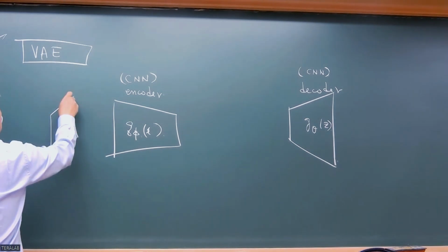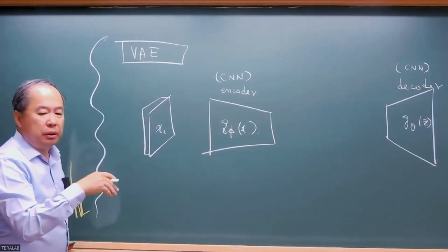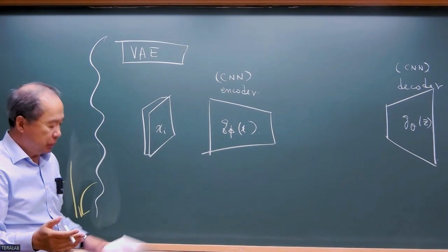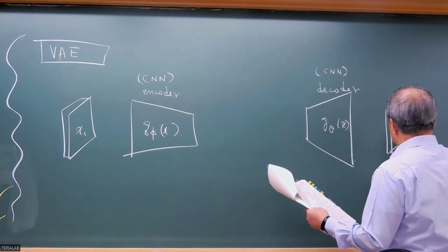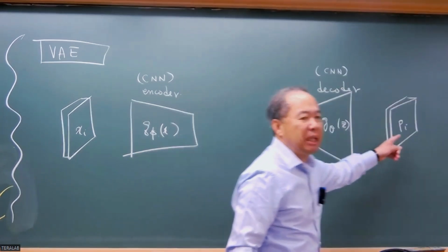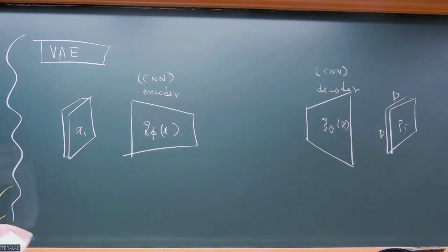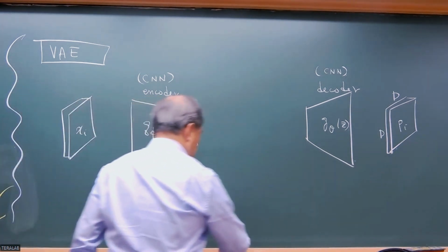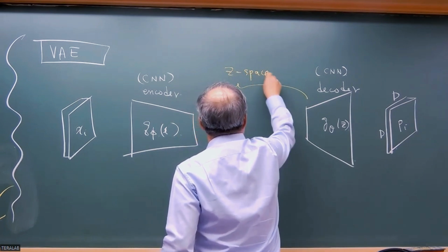Let's assume your input is a picture, image xi. I is the index to represent different pictures, different images used for the training process. The output is going to be an image as well. The output image is represented by pi. The dimension of pi could be d by d. Between the encoder and decoder, we have the latent space.